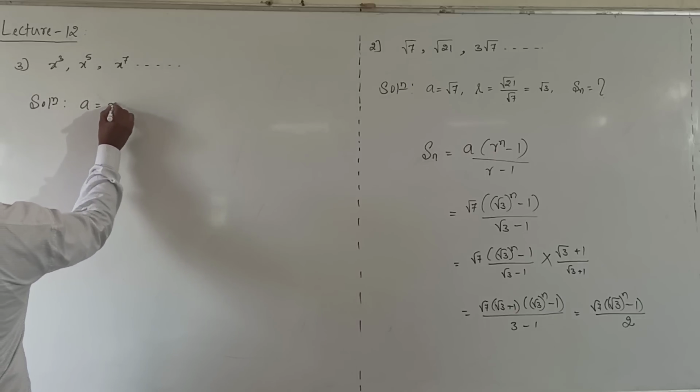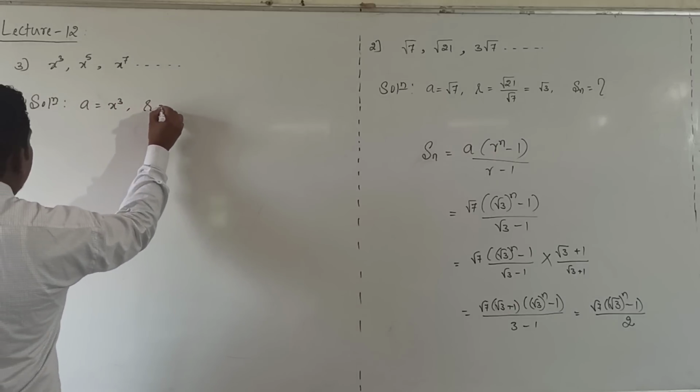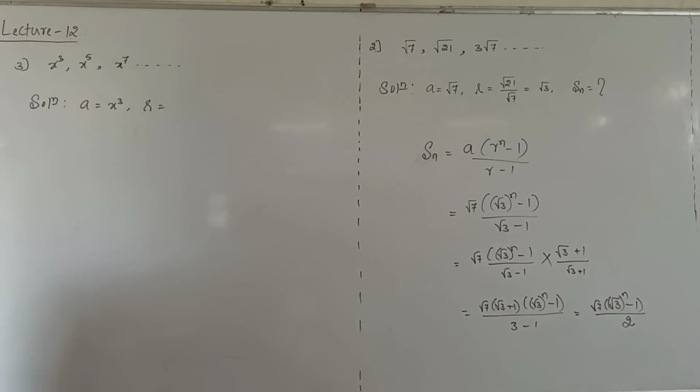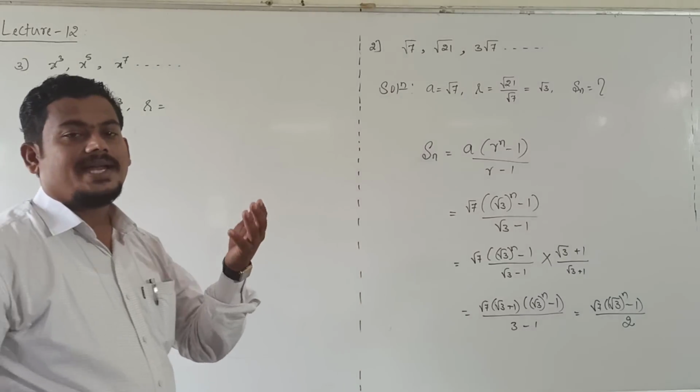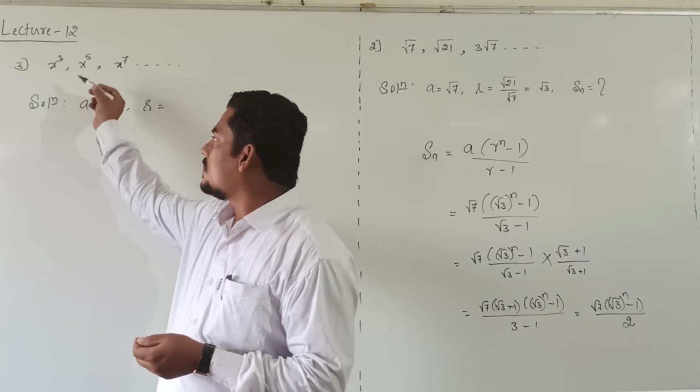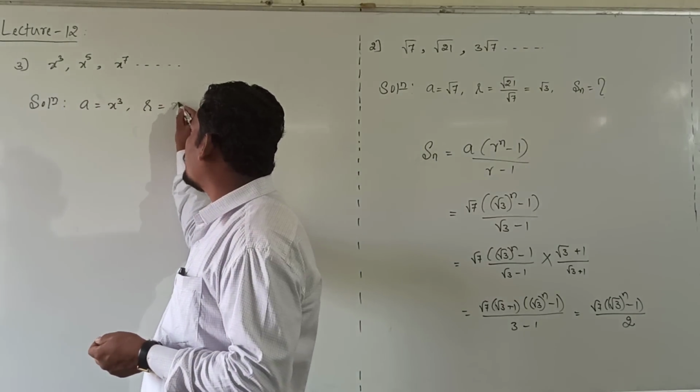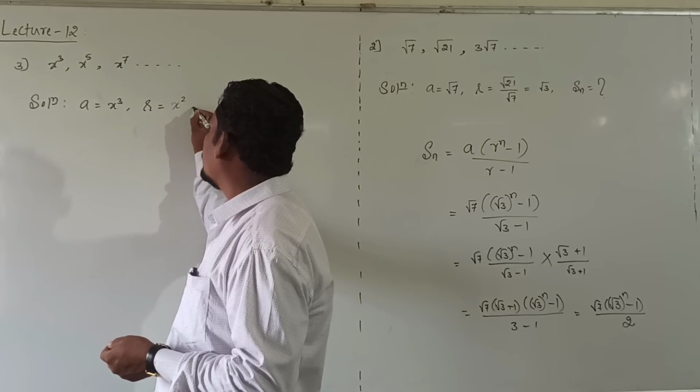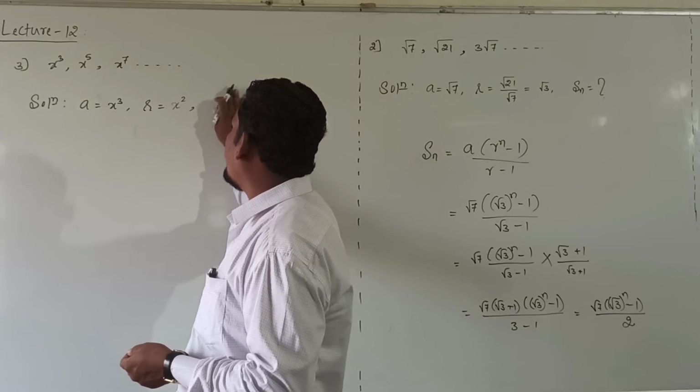A is equal to x cube, and what is the common ratio? Term divided by its previous term, x power 5 divided by x cube. X power 5 divided by x cube gives x square, and in this case we need to find Sn.